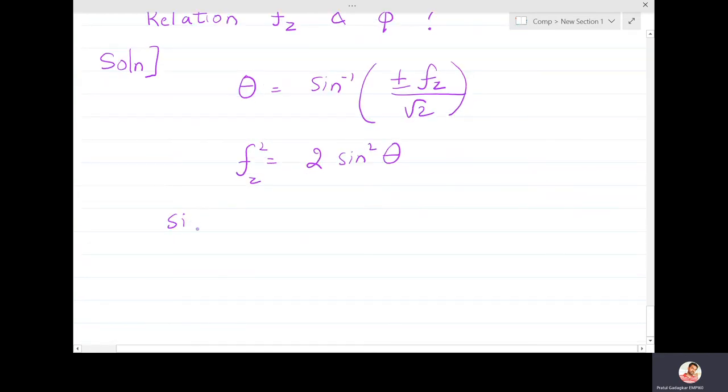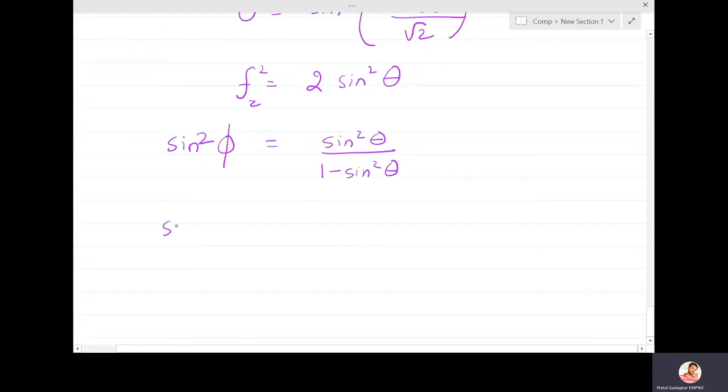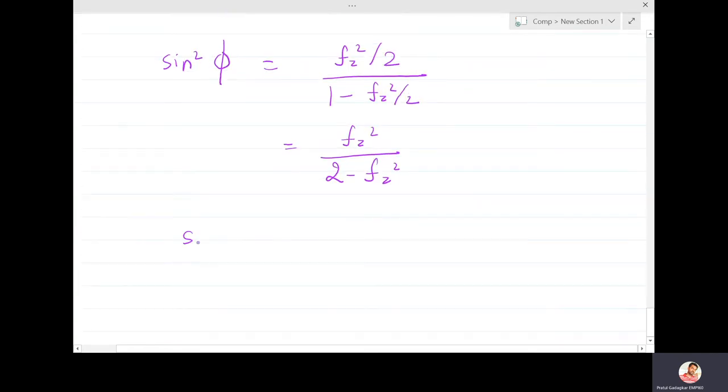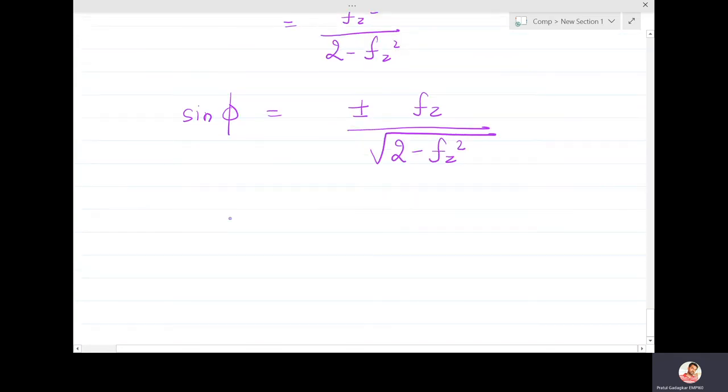Correct. And we know the relation between phi and theta also. Sine square phi is sine square theta upon 1 minus sine square theta. And this means that sine square phi is equal to fz square upon 2 divided by 1 minus fz square upon 2. And this comes to be fz square upon 2 minus fz square, and this means that sine phi will be equal to plus or minus fz upon root of 2 minus fz square. Eventually phi will be given by sine inverse of plus minus fz upon root of 2 minus fz square.